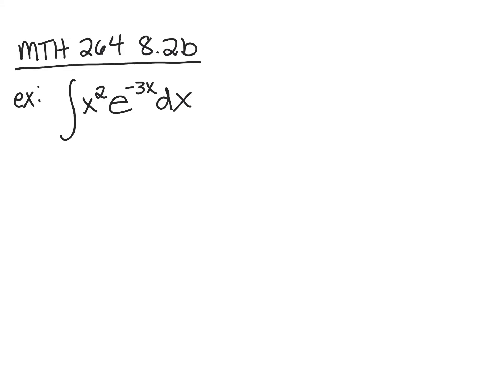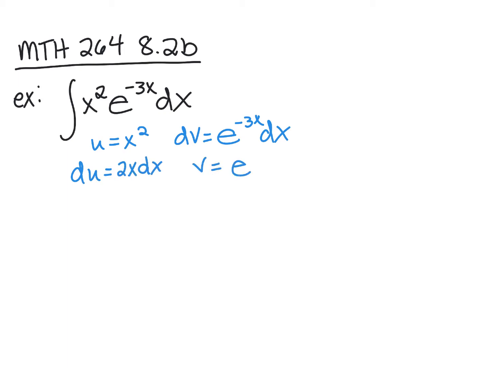Okay, here we have an example again of a product. We're going to take the algebraic term to be the u and the rest to be dv. So find the du by taking the derivative of the x squared. Don't forget the dx. Integrate e to the minus 3x. You end up with the e coming back over minus 3. Plug it into the formula and you get copy, copy, copy.